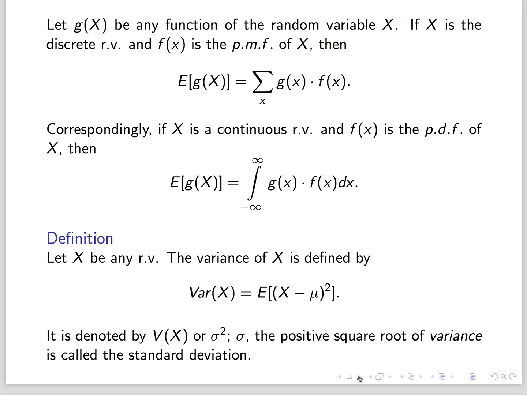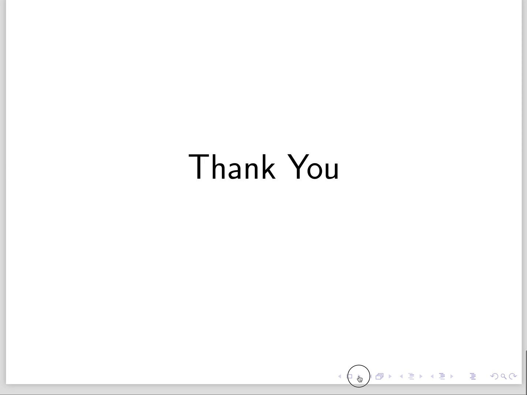Instead of x, if we take some weight function g(x), the expectation of g(x) is defined to be the summation of g(x) f(x) or the integration of g(x) f(x). Using the above definition, we define the variance of X as the expectation of (X minus mu) whole square. That means if X is a discrete random variable, variance of X will be the summation of (x minus mu) whole square times f(x), and for the continuous case it will be the integration of (x minus mu) whole square times f(x) dx. We denote variance of X by sigma square, where sigma, the positive square root of variance, is called the standard deviation. Thank you.